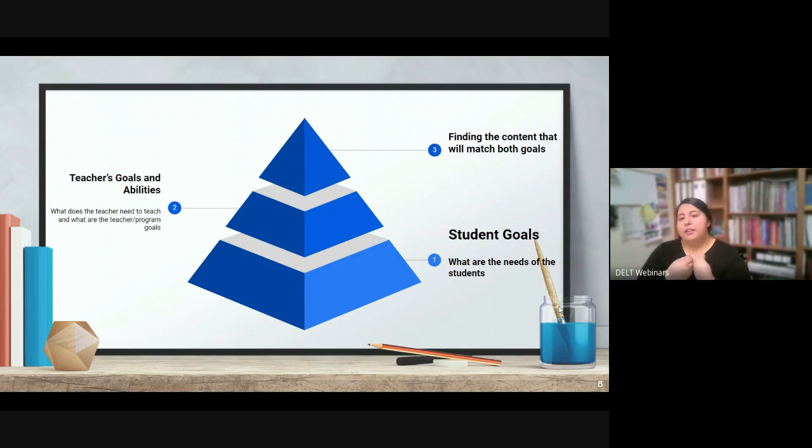A lot of times we like to dream big, and of course, funding definitely doesn't always allow us to do that. Resources and materials don't always allow us to do that. So you want to make sure that you're not missing any of these parts. Each part is important. Student goals and teacher goals are both very important, but that base foundation, you need to start with student goals in order to figure out what context you need to be teaching in.